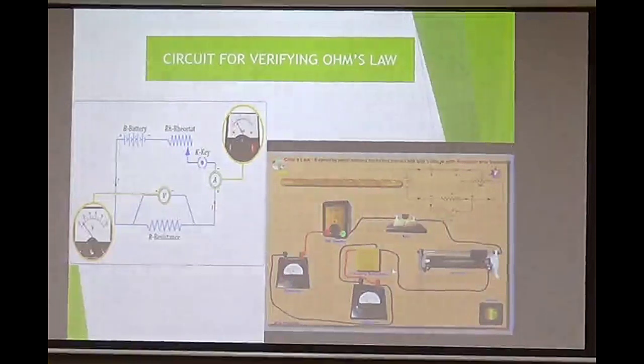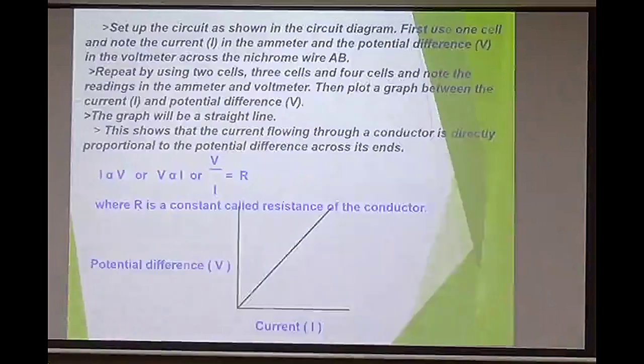Now what will we do here? We will set up this circuit as shown in the circuit diagram. Then we will first use one cell and note the current in the ammeter, then the potential difference using the voltmeter across the nichrome wire. Then we will repeat the same experiment with 2 cells, 3 cells and 4 cells and note down the readings in the ammeter and voltmeter.